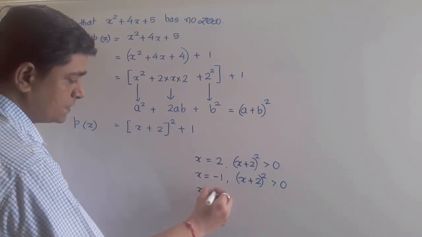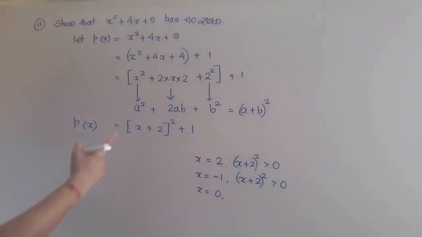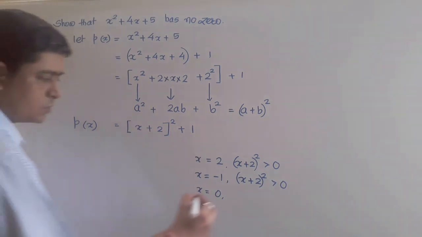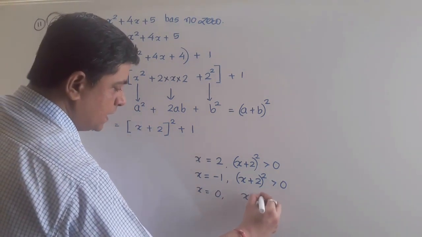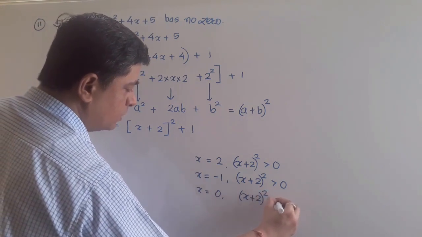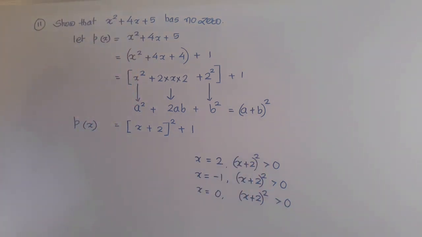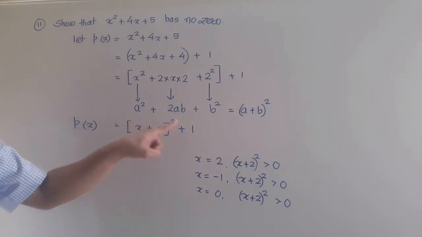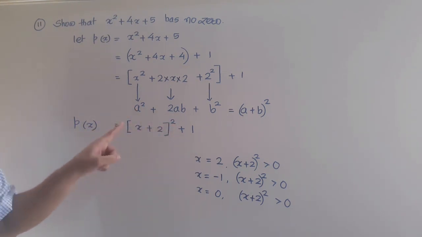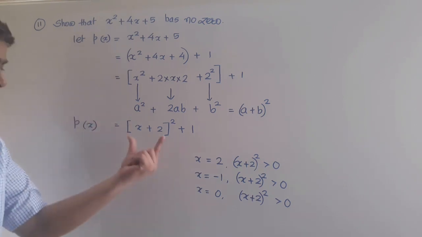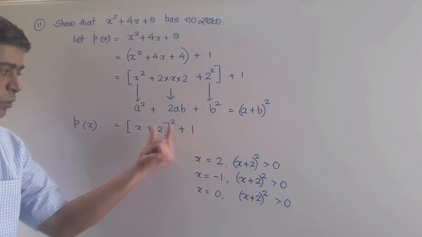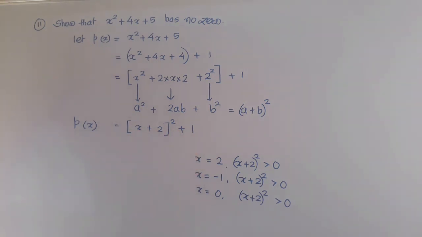Now if I take x equal to 0, in that case 0 plus 2 will be 2, and square of 2 will be 4. So I can say that in that case again x plus 2 the whole square will be more than 0. I want to say here, if you put any real number in place of x, this whole value will not be equal to 0. It can't be equal to 0. So this is completely non-zero, and 1 is also not equal to 0. So when you add two non-zero values, it will not be equal to 0.